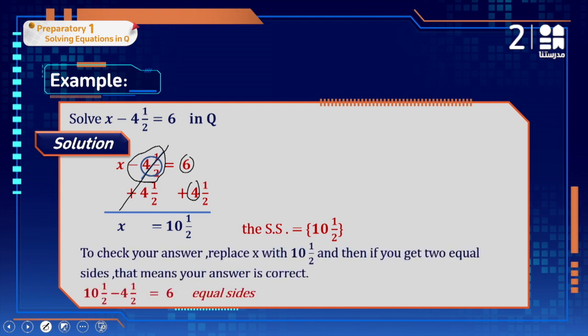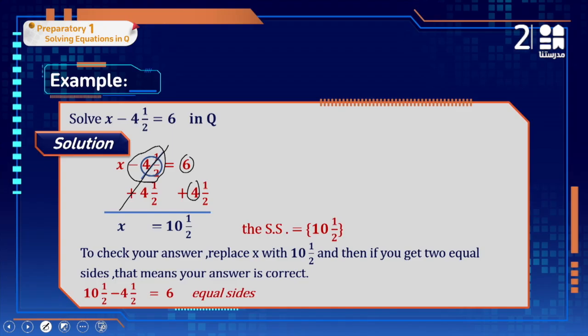Okay, to check your answer, replace x with 10.5, and if you get two equal sides, that means your answer is correct. Let's replace. I don't know, is 10.5 the correct answer or not? So let's check it. Instead of x, put 10.5 minus 4.5. 10.5 minus 4.5 equals 6. And 6 is the right side of the equation. So we got two equal sides, so my answer is correct, which is 10.5.